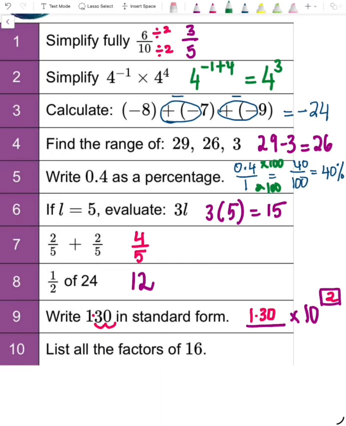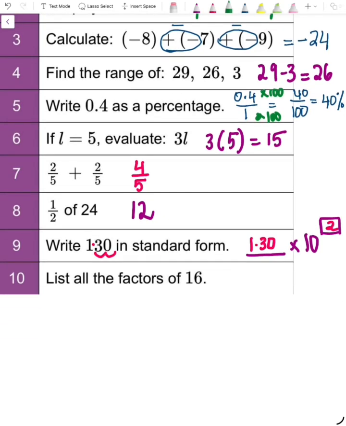Lastly, I need to find all my factors of 16. So my factor of 16 is 1 times 16. 2 times 8. Remember, when we're talking about factors, it's the numbers that multiply to get 16. So 2 times 8, and then it doesn't come in a 3 times table, 4 times 4. You can leave it like this, or you can write it as 1, 2, 4, 8, 16. Either way will give you full marks.